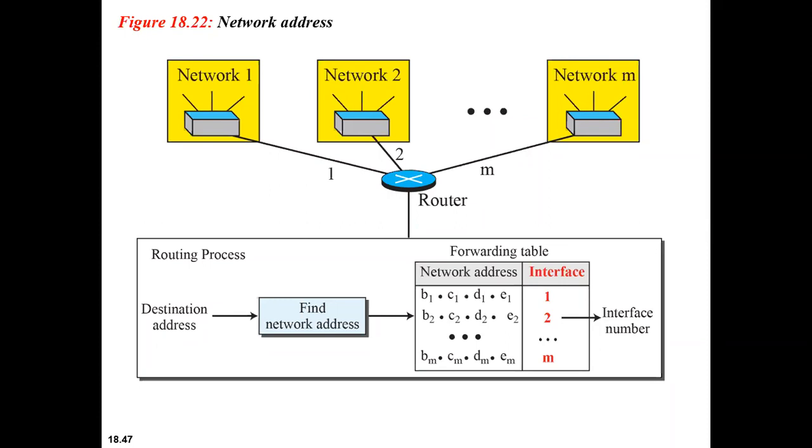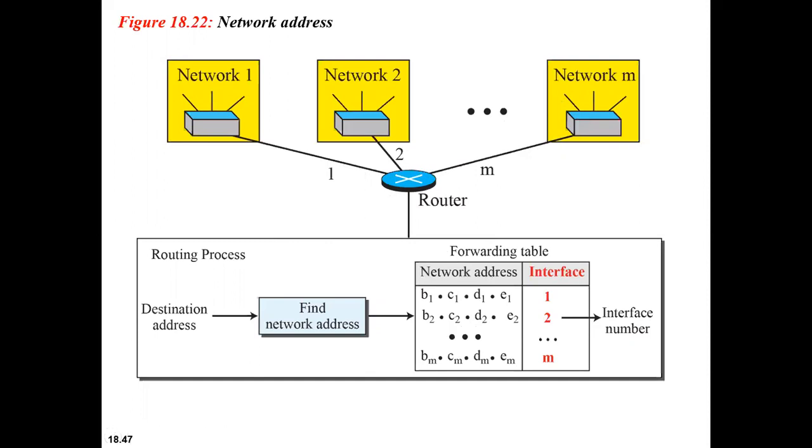This idea is pictured over here. There is a router, and there are a number of networks. Each and every network connected to the router has a different network address. How many networks are there? There are m networks in this example, and a router with m interfaces. From each and every network you have an interface, so this is m interfaces.